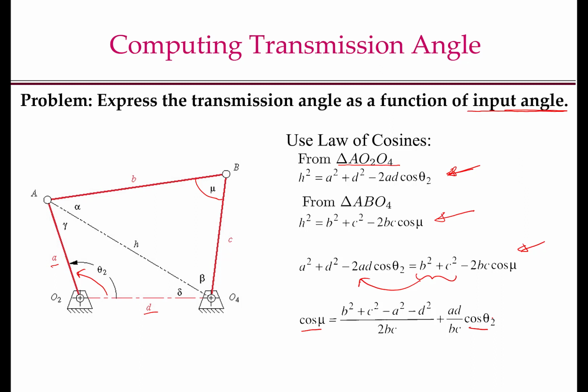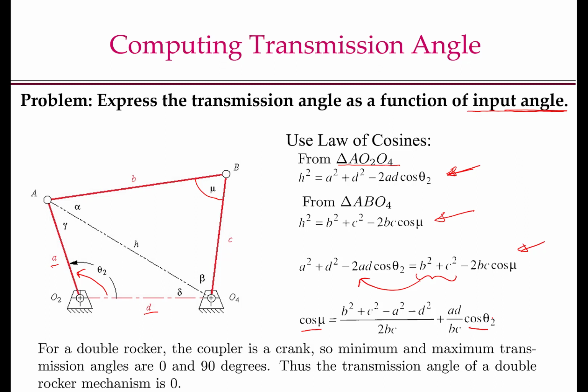In the previous slide, we defined the transmission angle as the absolute value of the difference theta 3 minus theta 4. However, when we worked out the formula for the transmission angle, we see that it is not dependent on theta 3 and theta 4 explicitly. It is just dependent on theta 2. So if you just know the input angle, you will know the transmission angle for that particular value of the input angle.